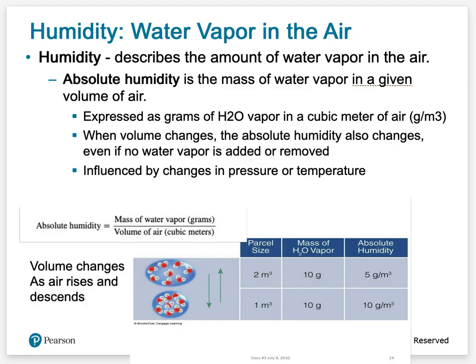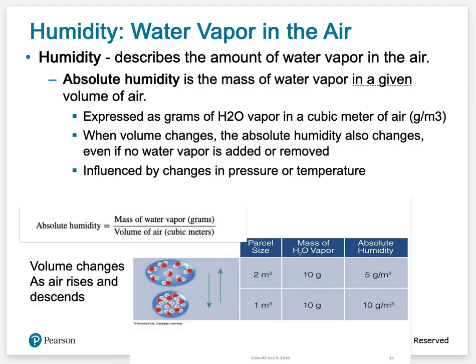So when volume changes, the absolute humidity also changes, even if no water vapor is added or removed. Like we see here in this chart, the mass of water vapor is the same at 10 grams, but we can see that the volume changes as air rises and as air descends. So the parcel size of the volume of water vapor expanded. So again, when air rises, it expands, and when air sinks, it compresses.